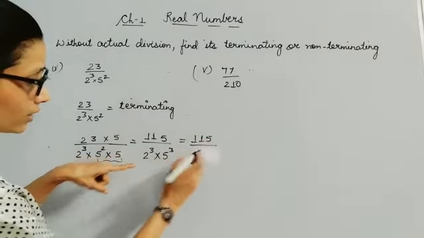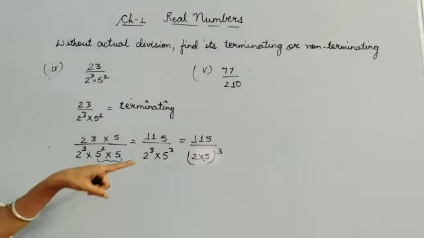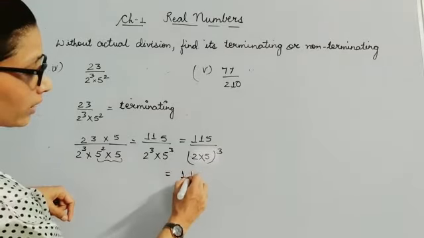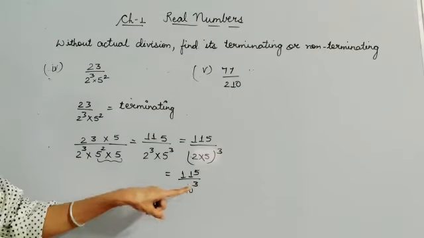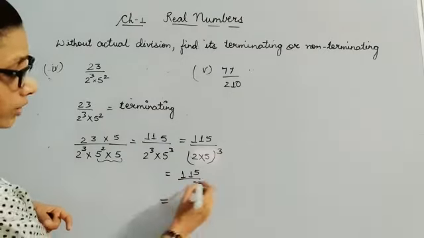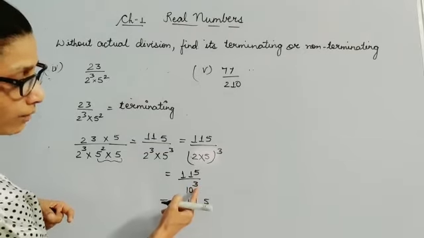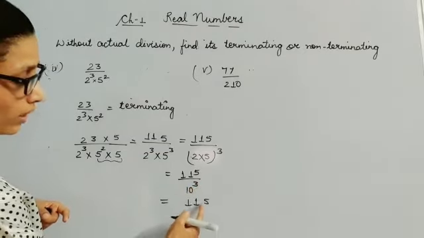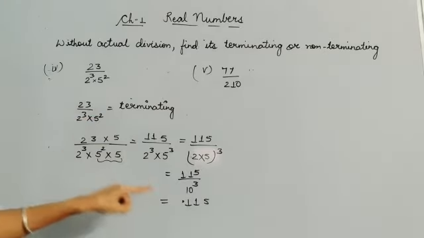Now the powers are same, so you write it as common, raised to power 3. So here you will get 115 by 10 raised to power 3. Now you need to put the decimal. 10 raised to power 3 means count the digits from the back and put the decimal after 3 digits. So 1, 2, 3, I am putting the decimal here. So the answer of 23 by 2 raised to power 3 into 5 raised to power 2 is 0.115.